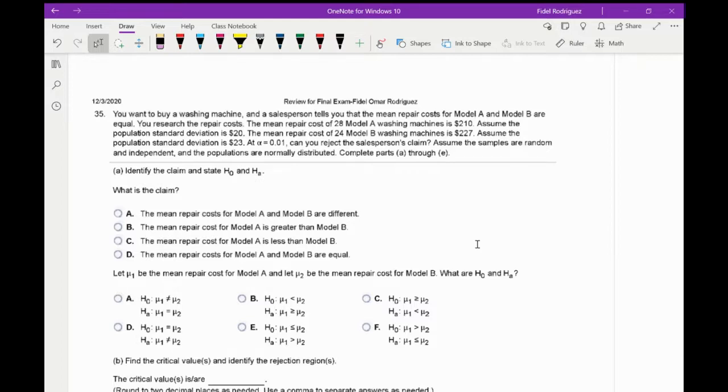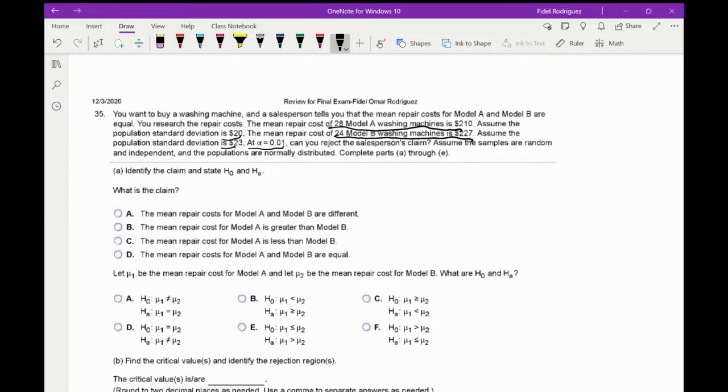Okay, so it says you research the repair costs, and the mean repair cost of 28 Model A washing machines is 210. And assume the population standard deviation is 20. The mean repair cost of 24 Model B washing machines is 227. Assume the population standard deviation is 23. And alpha is equal to 0.01. Can you reject the salesperson's claims? Assume the samples are random, independent, and the populations are normally distributed.